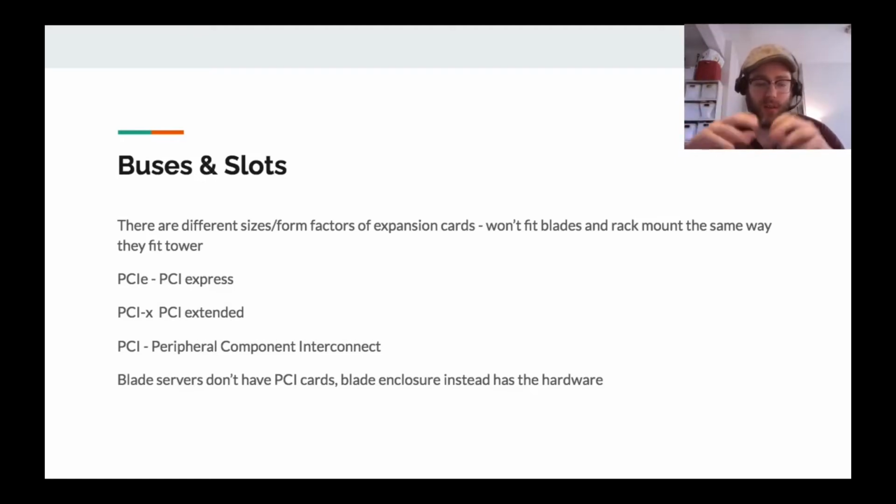The blade servers don't really have expansion cards per se, because they're plugged into an enclosure, which gives them all the hardware. Usually expansion cards are going to be PCI. If you have a server tower and you want to add a network card or a sound card or whatever. There's PCI Express, which is the fastest. Then you have PCI Extended, that's an older standard, and then PCI, which was the original.